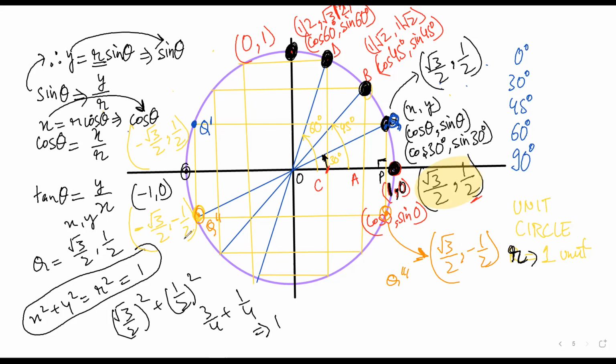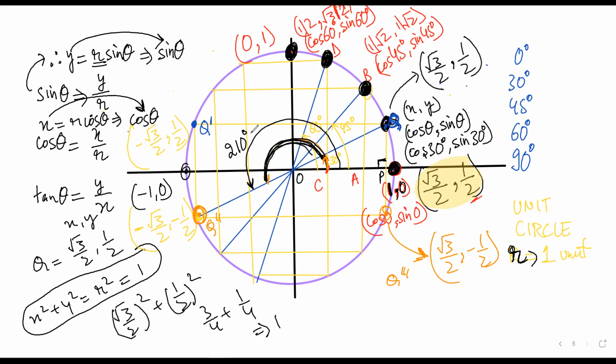Now, see, slowly you'll start appreciating the power of this unit circle. So this is 30 degree. From here to here is 180 degree. I repeat, from here to here is 180. Have you understood the logic? So therefore, from here to here would be 210 degree. Any doubt? No.